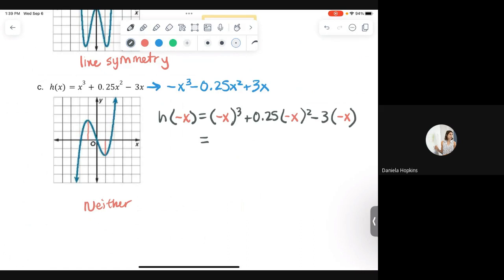All right, negative x to the 3rd. Is that going to stay negative or is it going to become positive? It's to an odd power. So it stays negative. Any odd power will stay negative. What about that negative x to the 2nd power? Positive. And then how about that minus 3 times negative x? That'll go positive. Positive 3x. Okay, does this match the original function? Does it match the blue function? No, look at that plus 0.25 versus minus 0.25. So this one is neither.